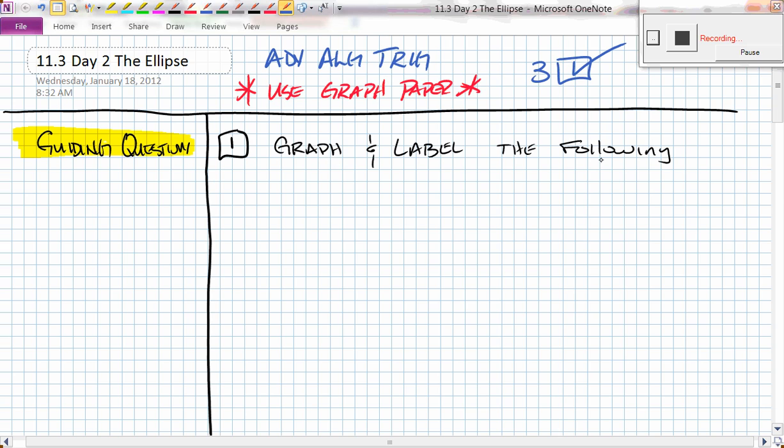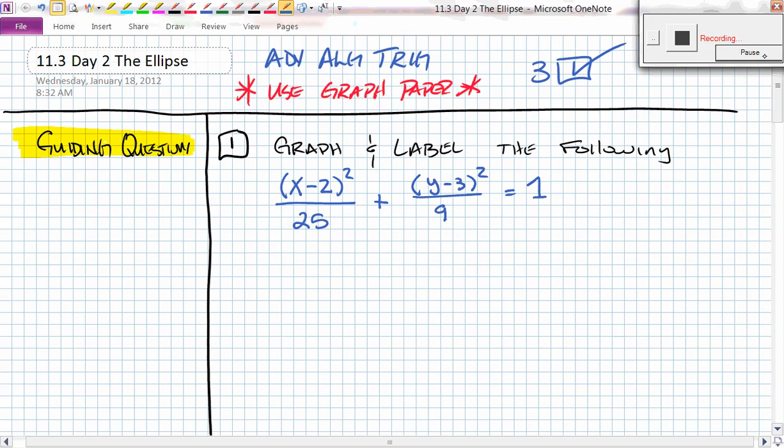We're going to start off with graphing and labeling the following. So we're going to have (x minus 2) squared divided by 25 plus (y minus 3) squared divided by 9 is equal to 1. All right, let's start off right here. All that's changed is that the center is no longer at 0, 0. The center is at h comma k. So in this case, the center is at 2 comma 3. That represents your h, and that represents your k. So everything else is the same, except the center is somewhere else.